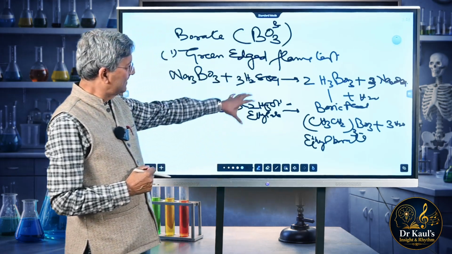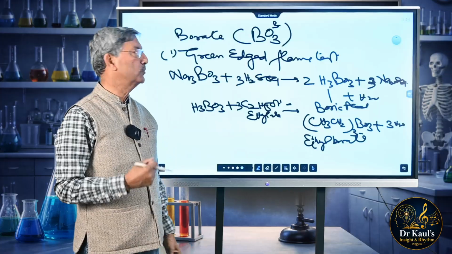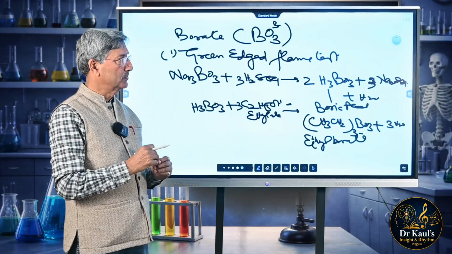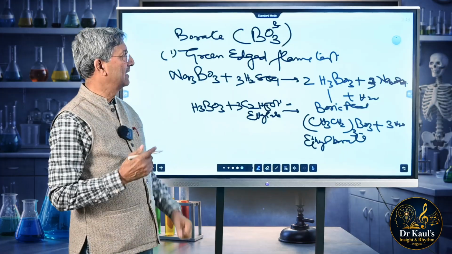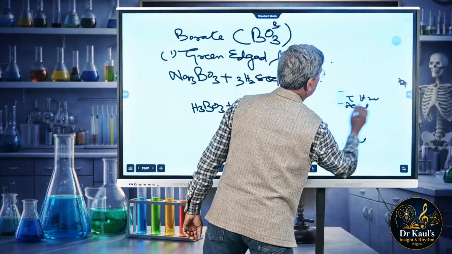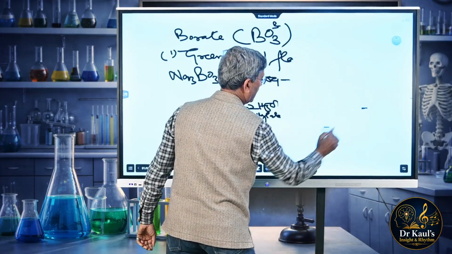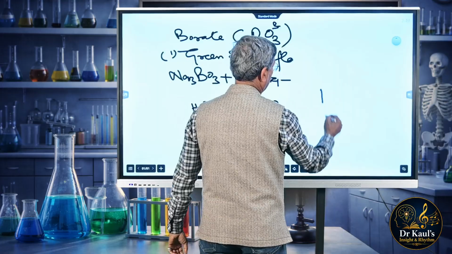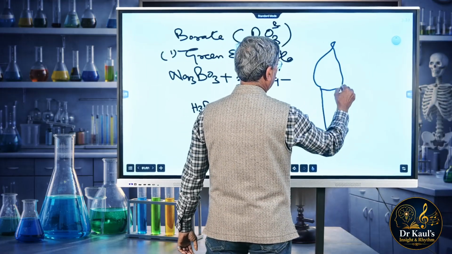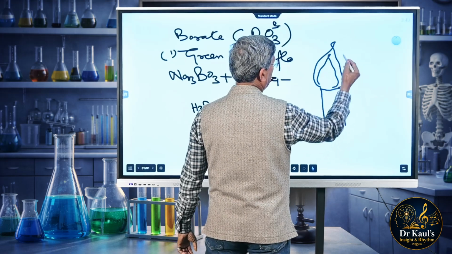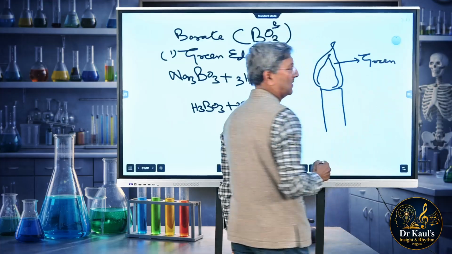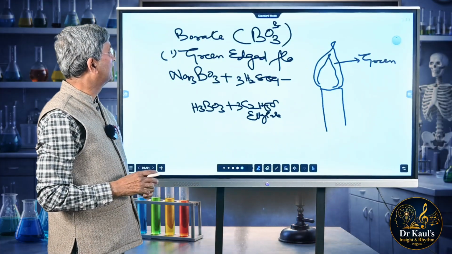Now, when we heat the contents of the test tube, vapors are coming out. Those vapors at the mouth of the test tube, we ignite. Then at the mouth of the test tube, I'll just show you. We get this sort of flame, and in this flame, the outer edge is green. That's why this test is known as the green edged flame test.